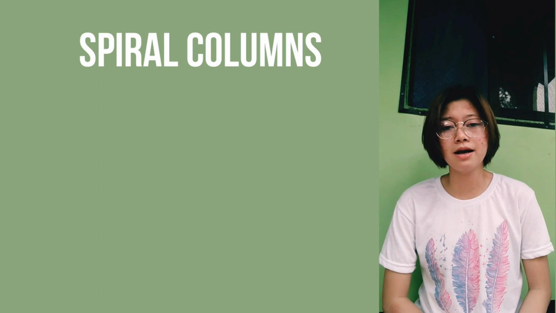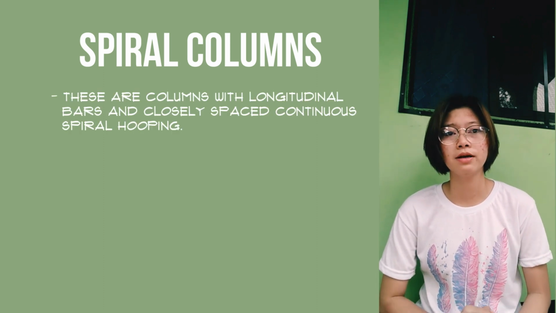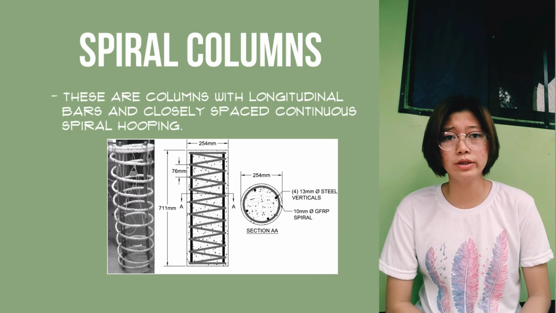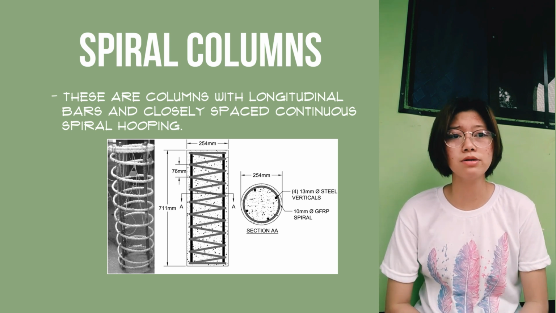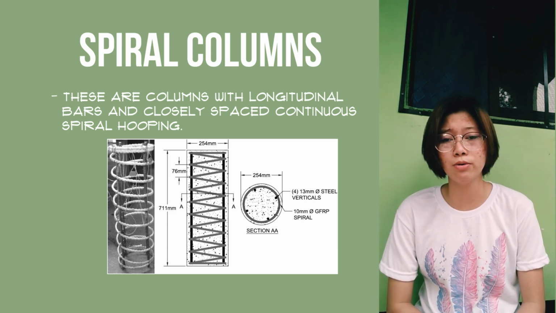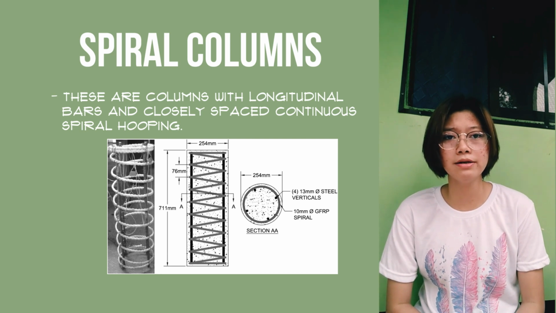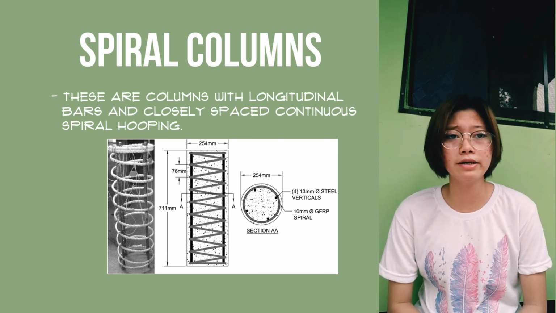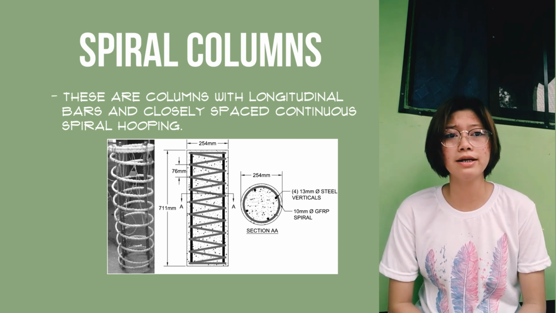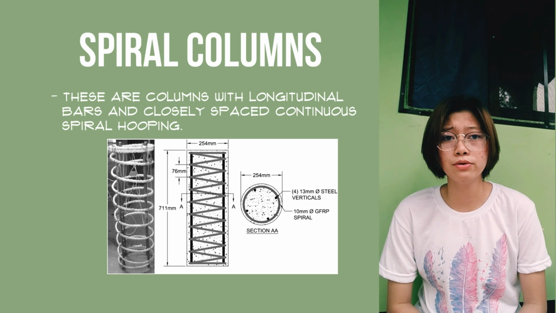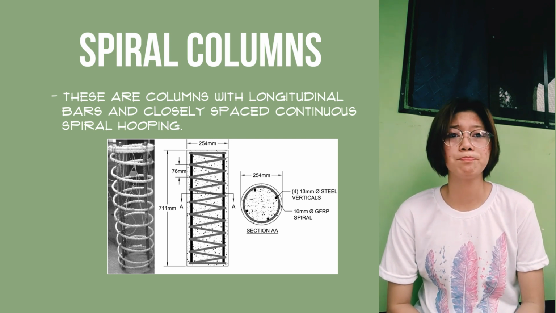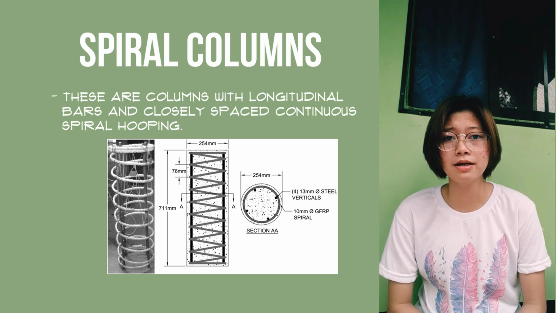So next is spiral columns. These are columns with longitudinal bars and closely spaced continuous spiral hooping. For spiral columns, the ratio of the area of vertical reinforcement to the gross column area shall not be less than 1%, nor more than 8%. The minimum number of bars shall be 6, and the minimum bar size shall be number 5.